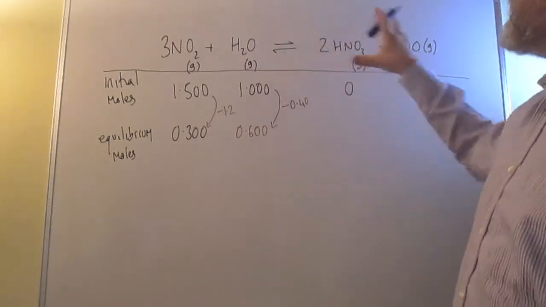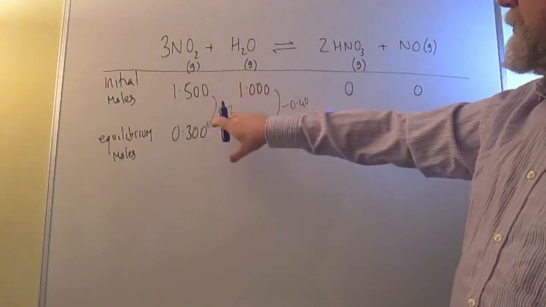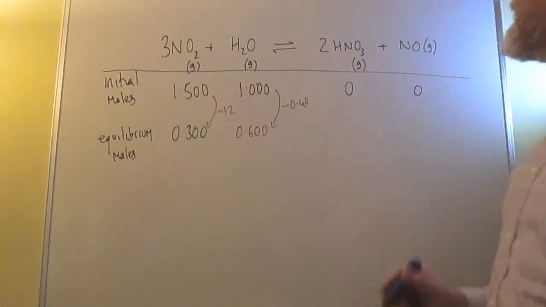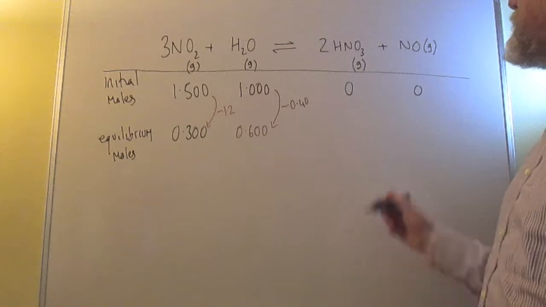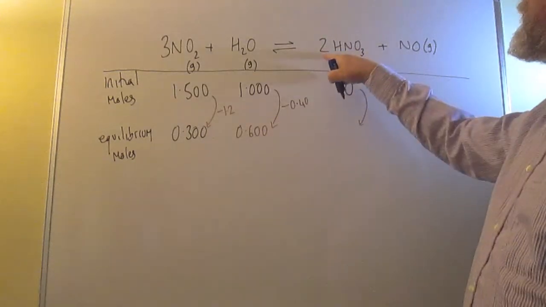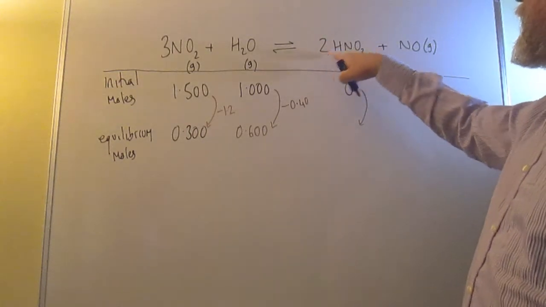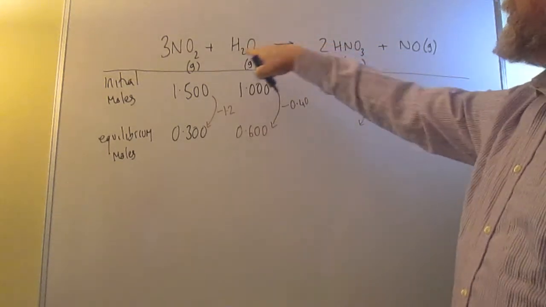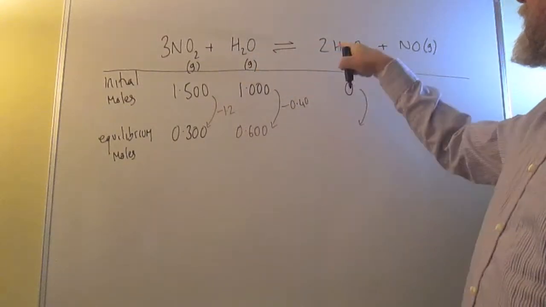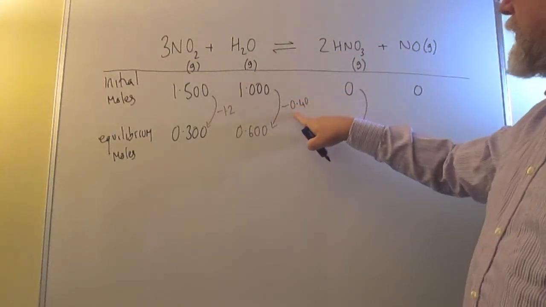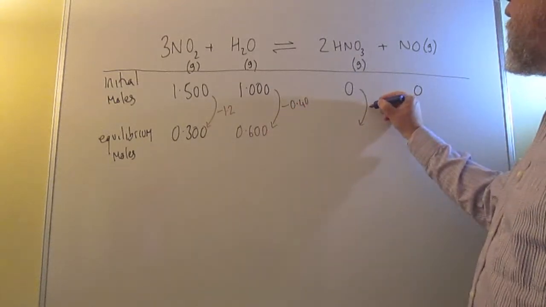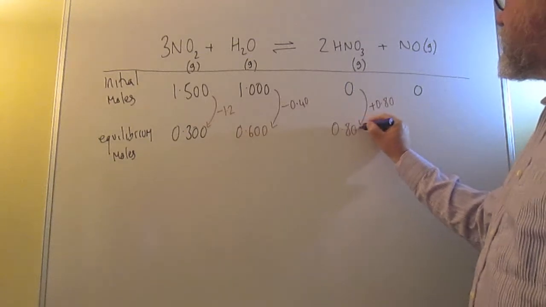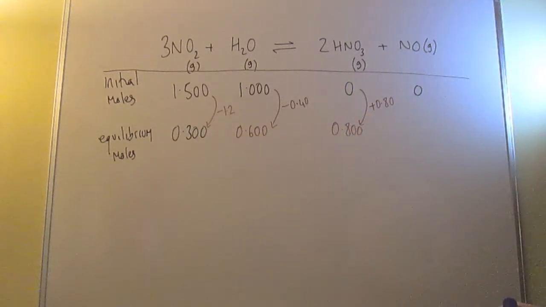In the same way, everything on the right, if this stuff is being used up, so the amounts are decreasing, the stuff on the right, of course, is increasing, because that's what it's being converted into. And again, the numbers in the equation tell us by how much. So that too tells us that the increase in HNO3 is twice as big as the decrease in H2O. Okay, because 1 H2O goes to 2 HNO3. So that will go up not just by 0.4, but by 2 times 0.4, which is 0.8. Okay, so that will give us our moles of HNO3 at equilibrium.